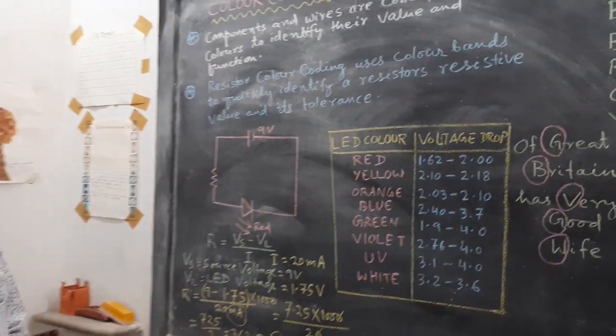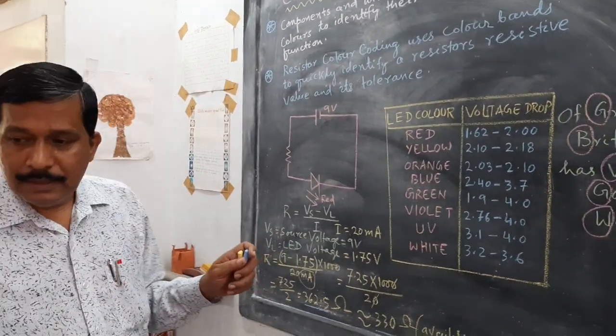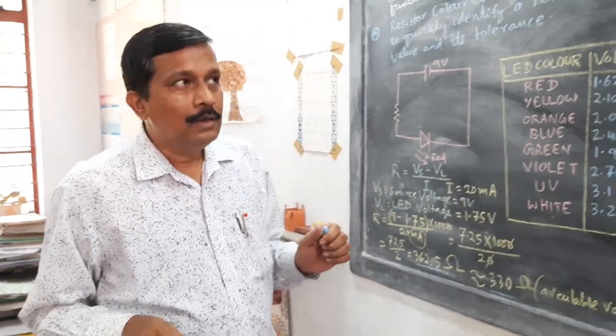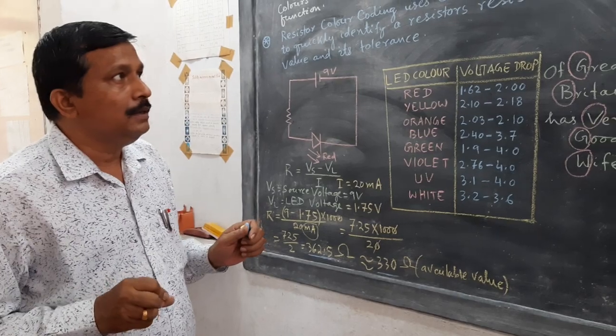Next, you see, when there is a resistance or there is a color code, how can you calculate the color code?